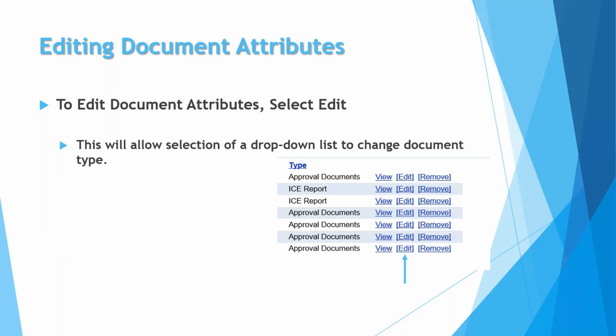Once you upload multiple files, you may edit the document attributes. To edit the document attributes, select Edit. This will allow the selection of the drop-down list to change the document type.